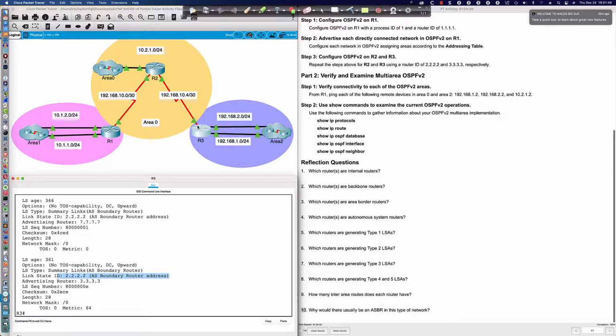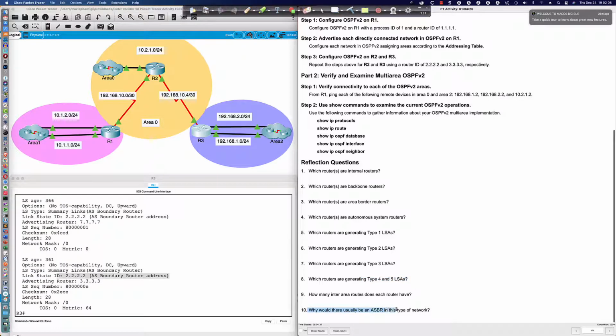Type 1 LSAs don't need type 4s to help out. Type 2s don't need type 4s. Type 3s don't need type 4s. Type 7s don't need type 4s, right? It's the type 5 that needs the type 4. And so that's the answer to number 8.